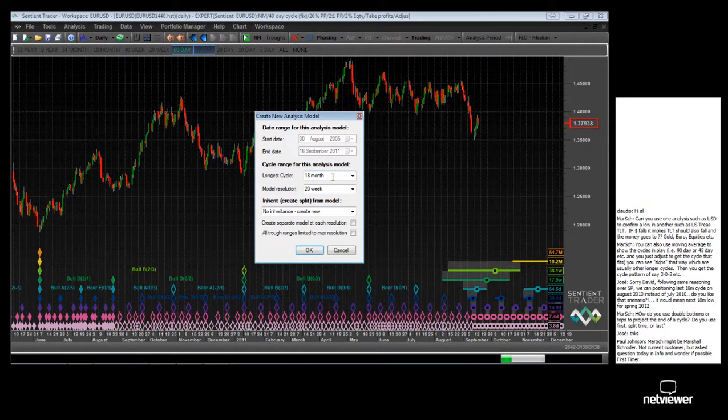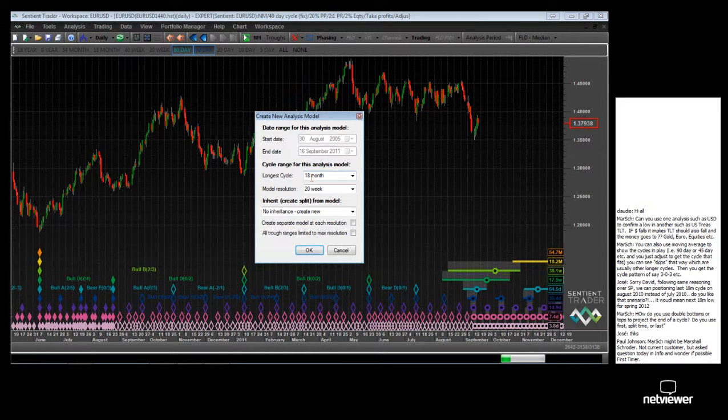Interacting with the analysis that Sentient Trader performs is a process where you tell Sentient Trader where you would like to position the troughs. Now, the defaults that Sentient Trader pops up: it puts in here the longest cycle, which in this case is the 18-month cycle. That's not arbitrary. That's very important, and I would recommend that you don't change it.